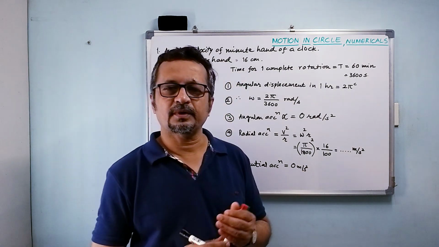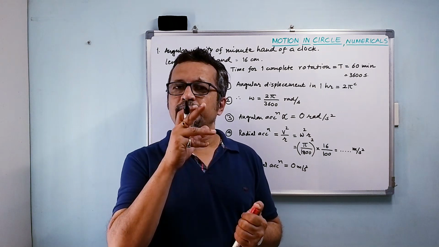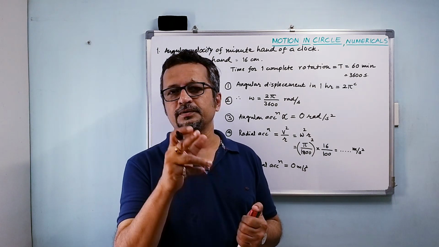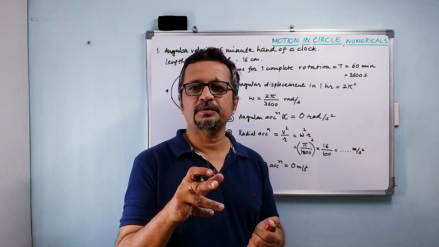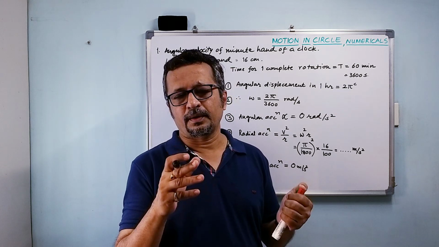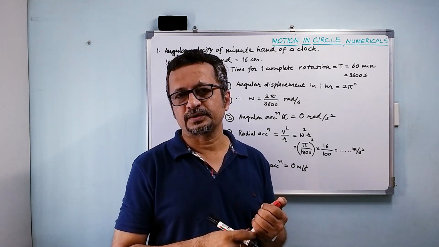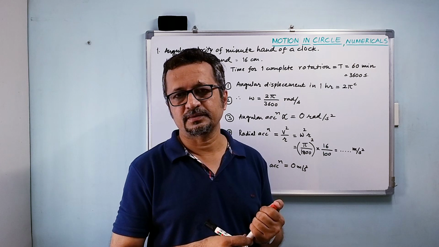So these are the 5 quantities that we have found. We are going to have one more video on numericals, and in that video we would take vertical circular motion as our example. Thank you so much.